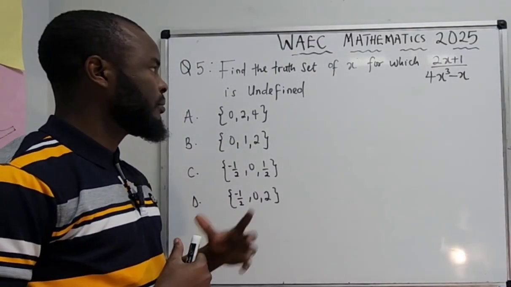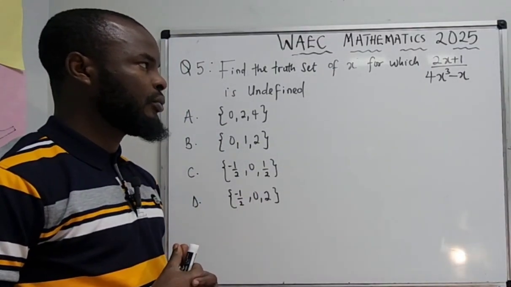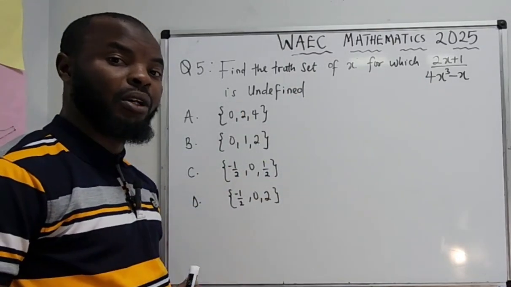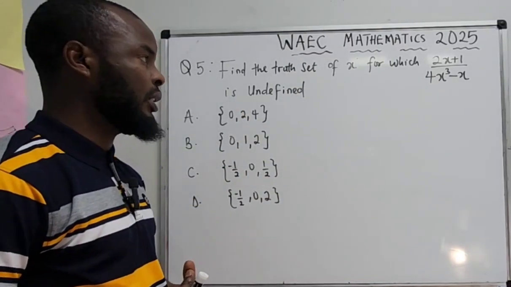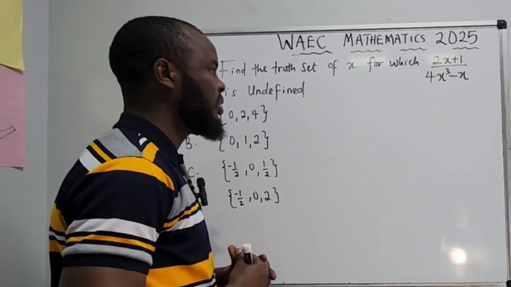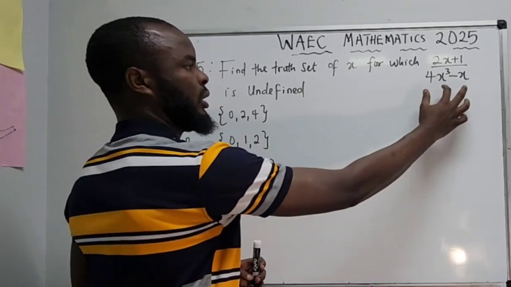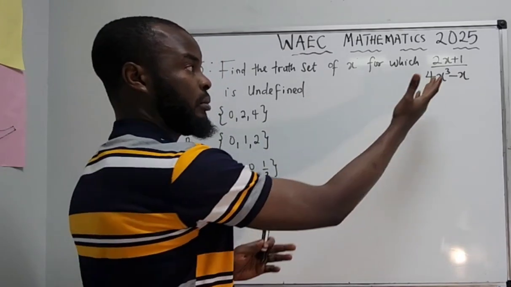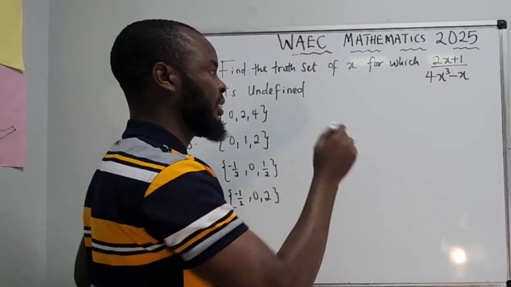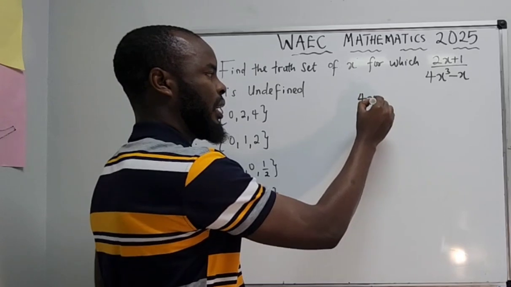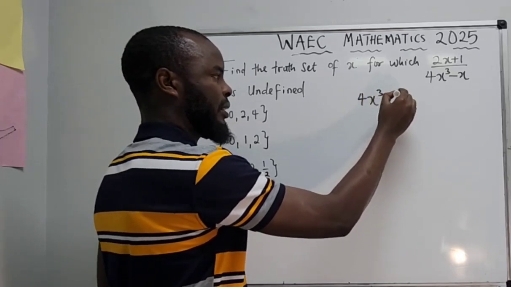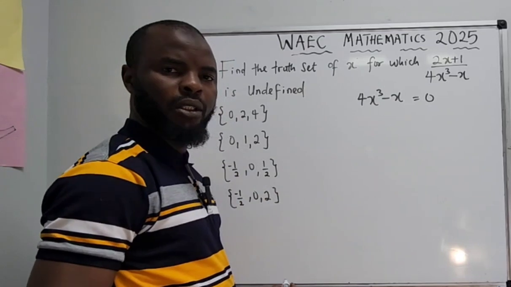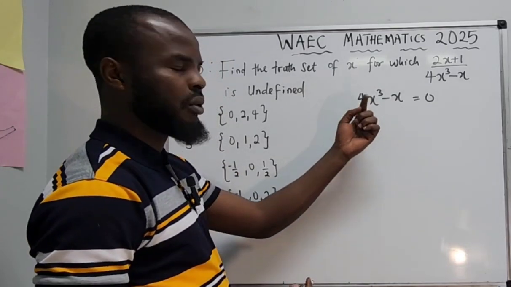It says, find the truth set of x for which this is undefined, and we have the options given to us. Let's do this. Now, to say if this is undefined, what you have to do is equate your denominator to 0, because that's going to make this expression undefined. And now we have 4x cubed minus x equals 0. Now, to do this, here we're having x to the power of 3.